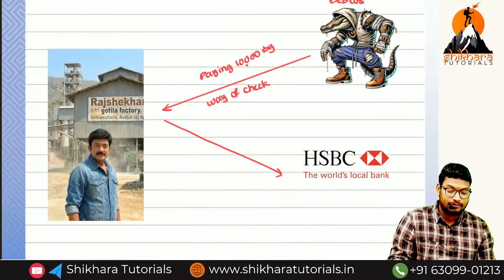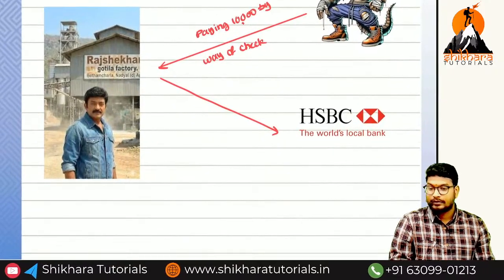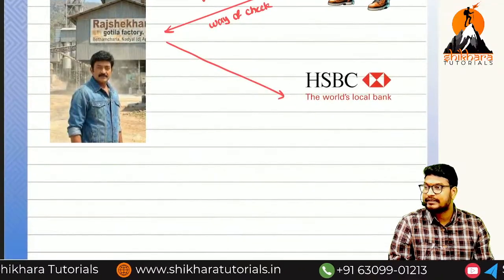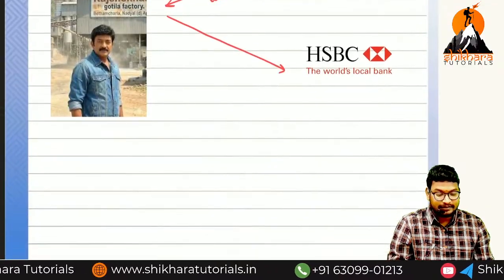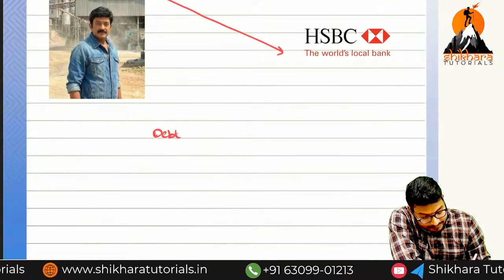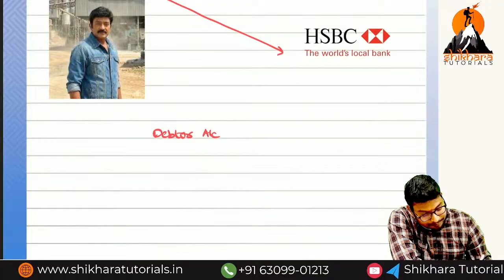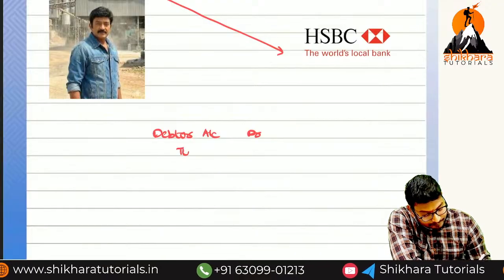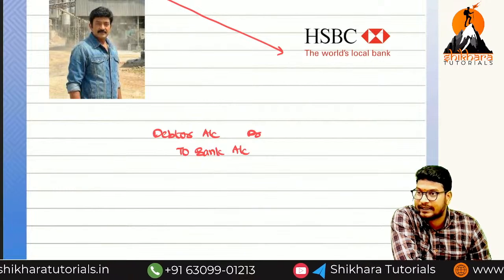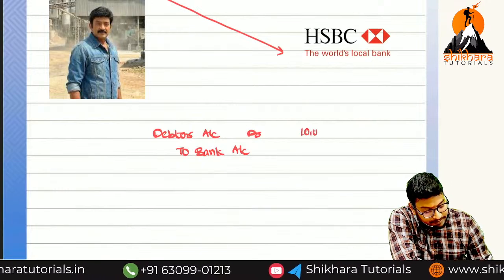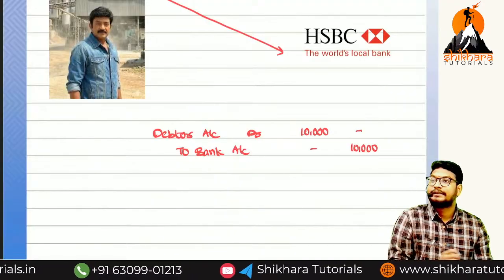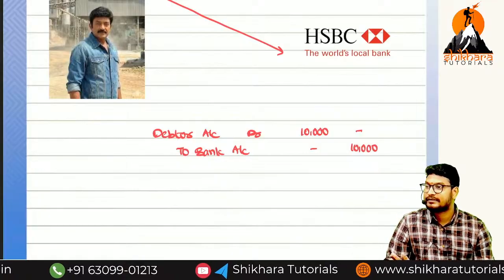Now what is the entry? Who is giving the check to us? Debtor. Does the debtor balance increase or decrease? Debtor balance will decrease because he is repaying. So the entry is nothing but: debtor account debited to bank account. What is the bank name? HSBC bank account you can write. So what is the amount? 10,000 rupees and 10,000 rupees. This is happening on the same date.